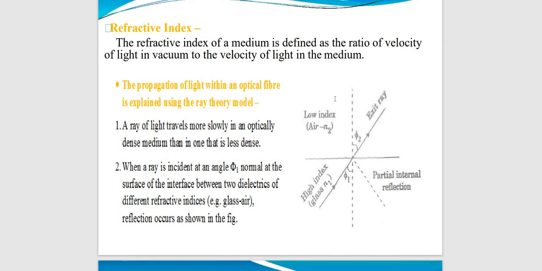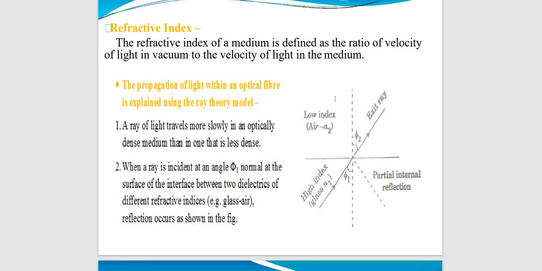The refractive index of a medium is defined as the ratio of the velocity of light in vacuum to the velocity of light in the medium. The propagation of light within an optical fiber is explained using the ray theory method. A light ray travels more slowly in an optically dense medium than in one that is less dense. Likewise, consider a ray incident at an angle of phi1 to the normal at the surface of the interface between two dielectrics of different refractive indices.